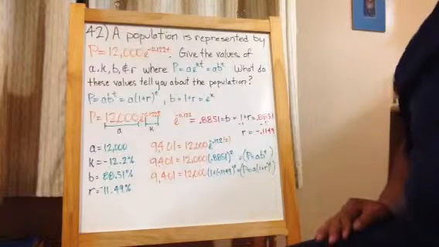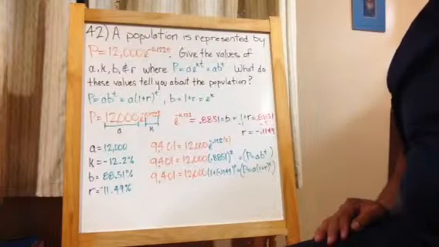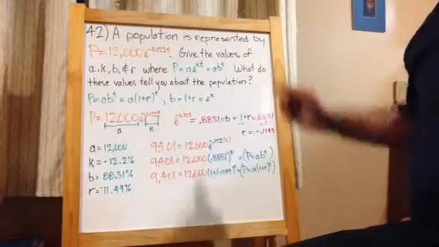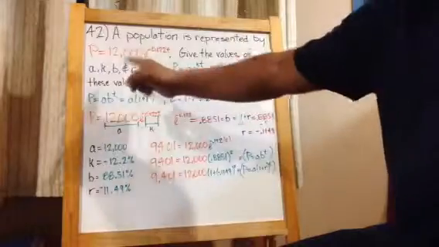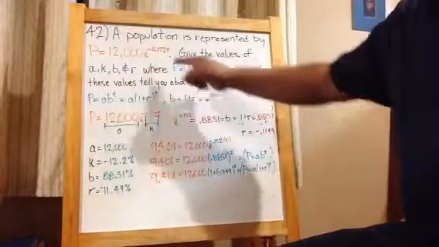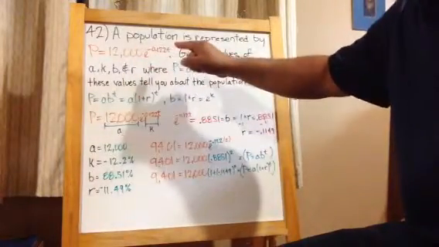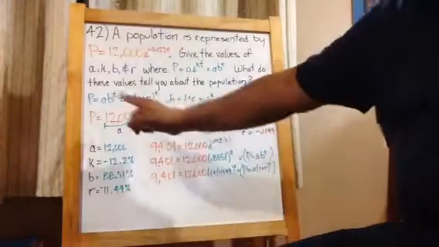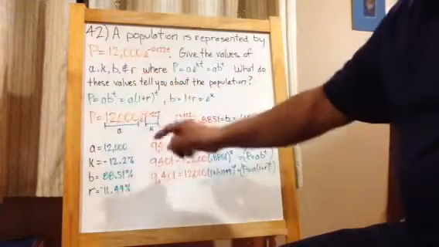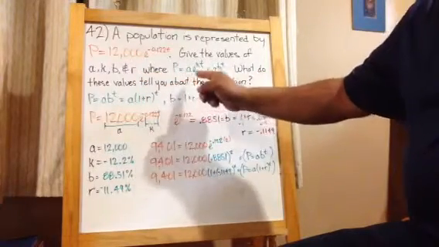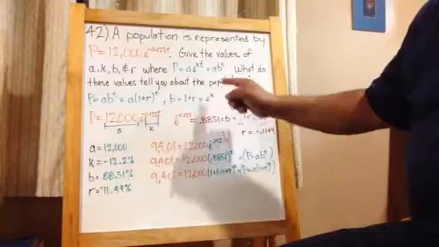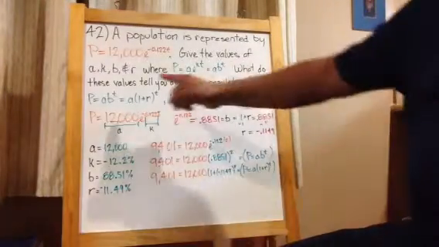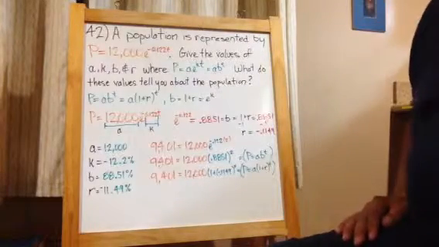Hello. Okay, I have problem 42 from our chapter 3 review, and it states the following. A population is represented by P equals 12,000 times e to the negative 0.122 t power. Give the values of A, k, b, and r, where P equals A times e to the kt power, which equals A times b to the t power. What do these values tell you about the population?